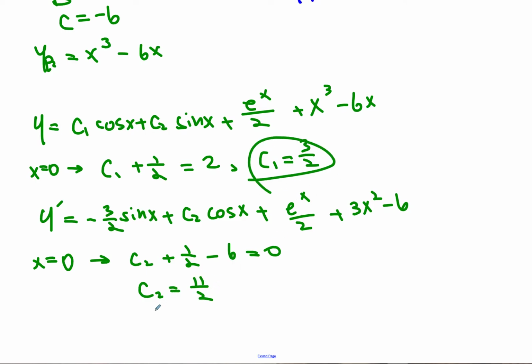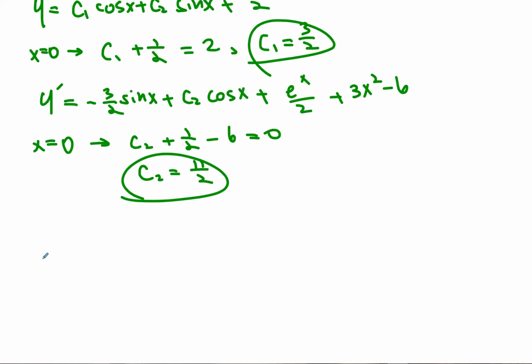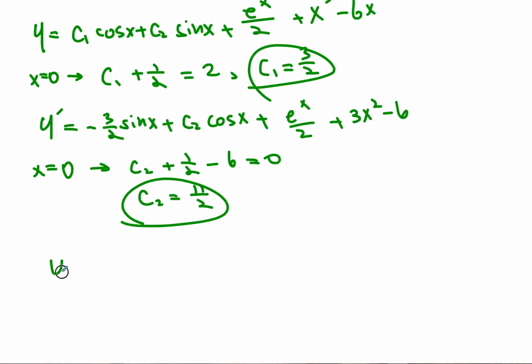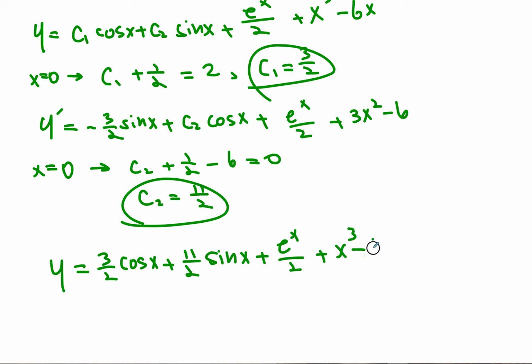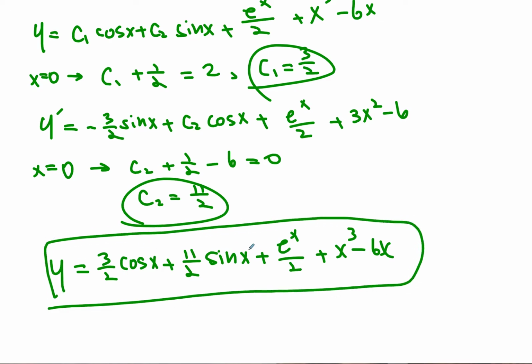So I know c sub 1, I know c sub 2. Then I think we are able to get the final answer here. My final answer should be y equals 3 over 2 cosine of x plus 11 over 2 sine of x plus e to the x over 2 plus x cubed minus 6x. Whoosh, that was long. That was our solution for this question.